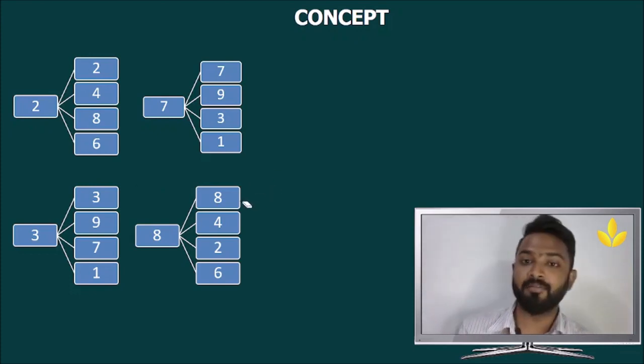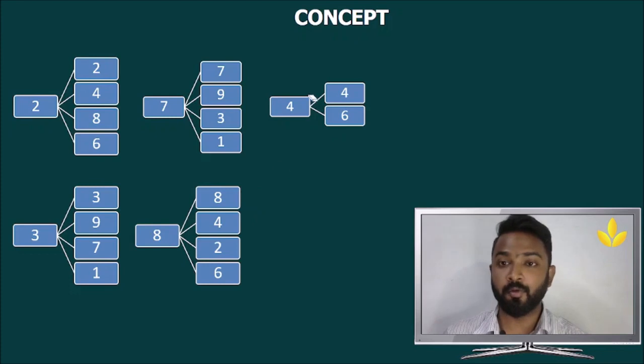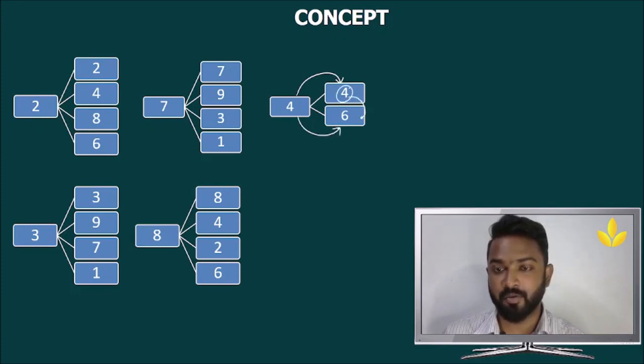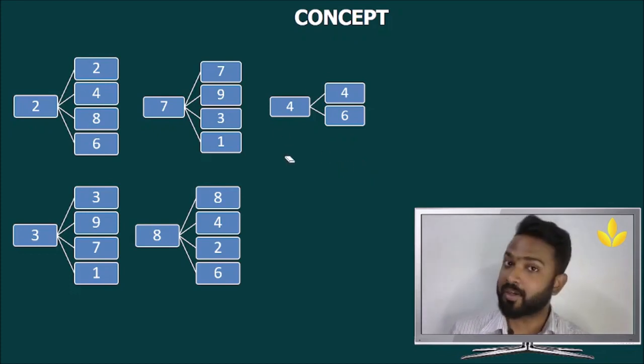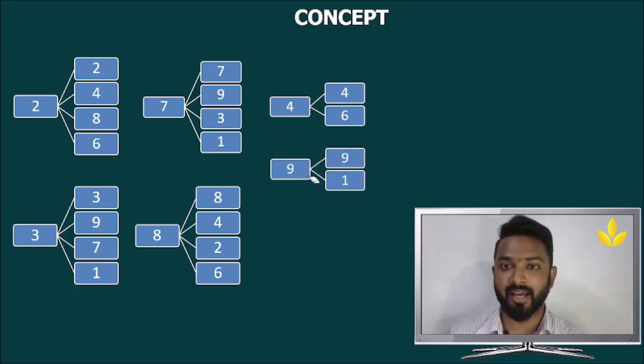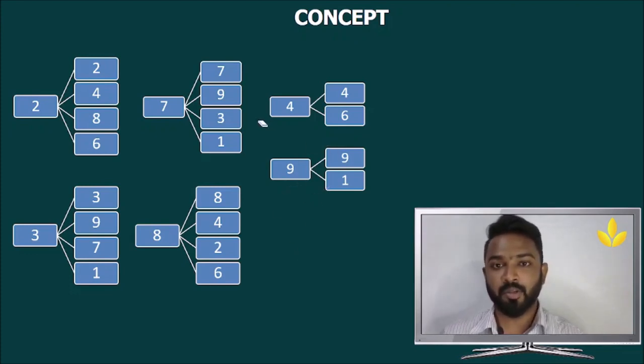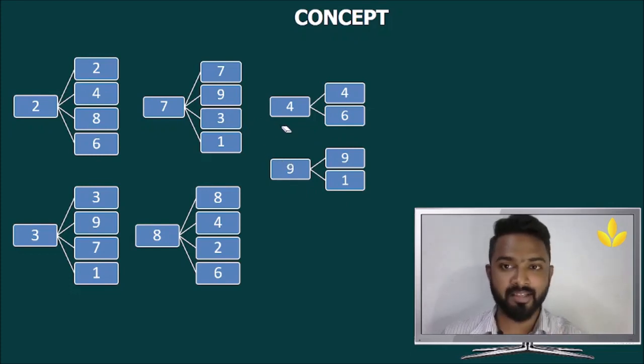After that we have 4 whose power cycle just consists of 4 and 6 because 4 4s are 16, 4 6s are 24. That's it. And the other digit who has a power cycle of 2 terms is 9. 9 9s are 81, 9 1s are 9. That's it. So the best part about 4 and 9 is this.